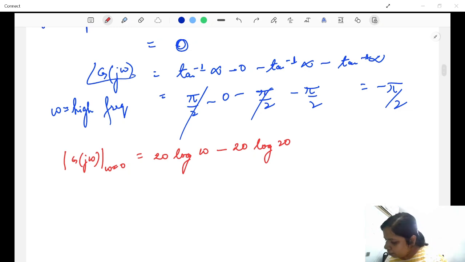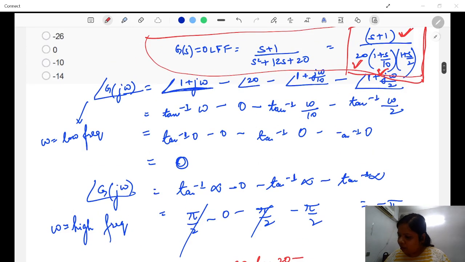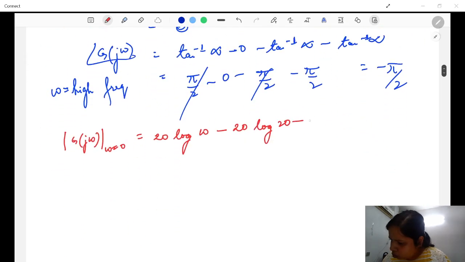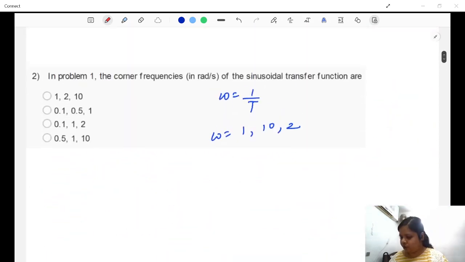Okay. Minus 20 log 20, minus, related to this part, we'll have 20 log omega on 10 minus 20 log omega on 2, right? As omega tends to 0, we want to find out what is going to happen. As omega tends to 0, we saw something in the first question. Do you remember?